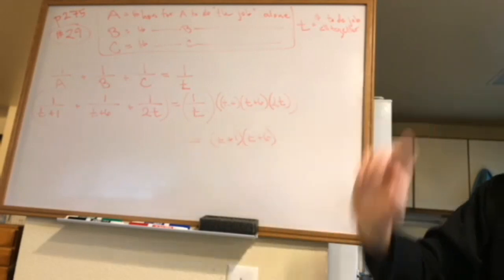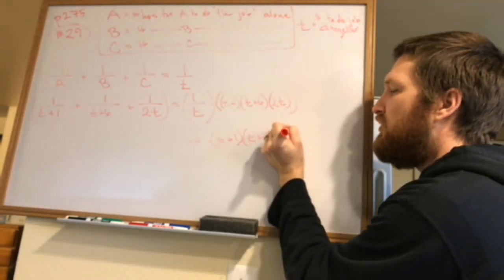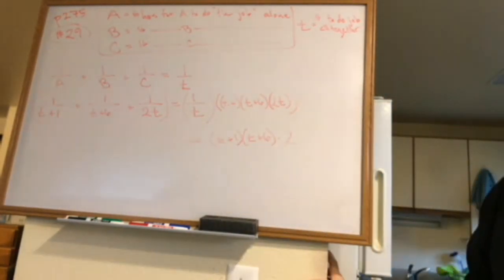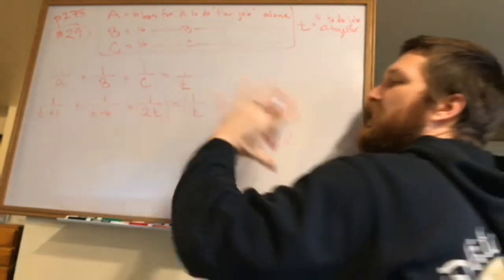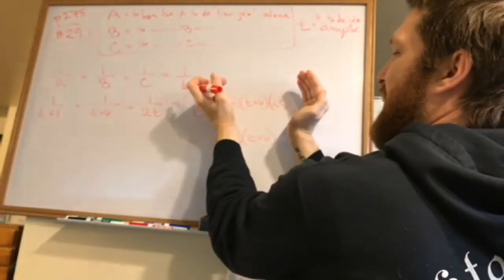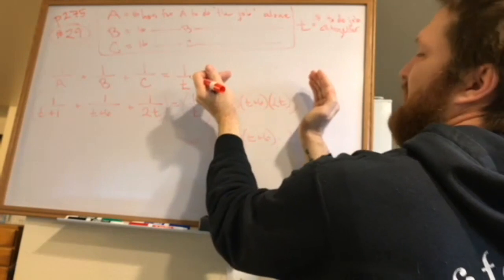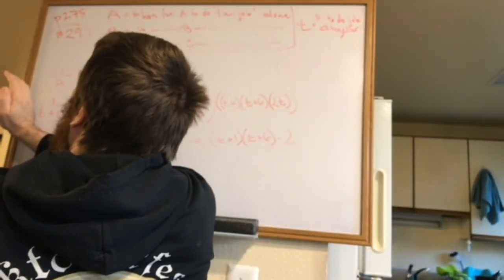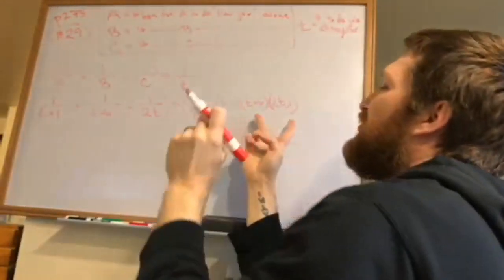The t kills one of those t's, and we're left with just a 2. There we go. Okay. Now, on the right-hand side, you have to imagine that I've written this right here, the t plus 1, t plus 6, 2t. Let's just imagine that I've written it out here, but I'm running out of room. So now we're distributing that guy into each one of these.